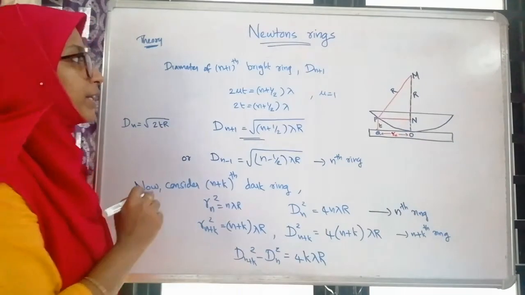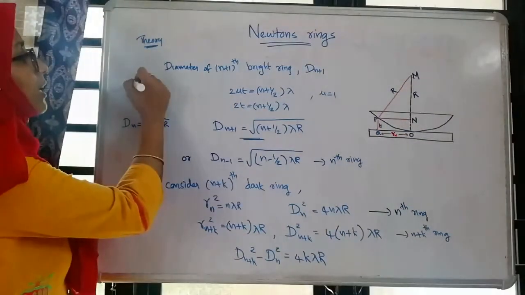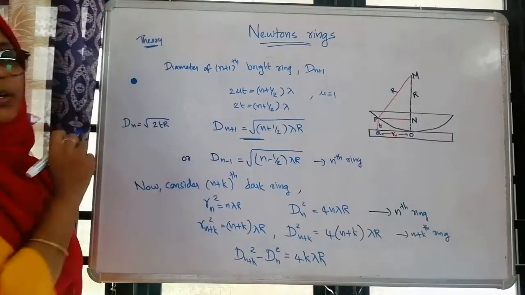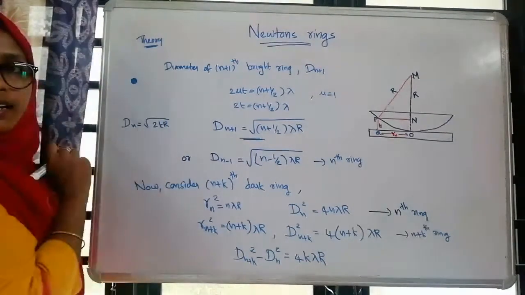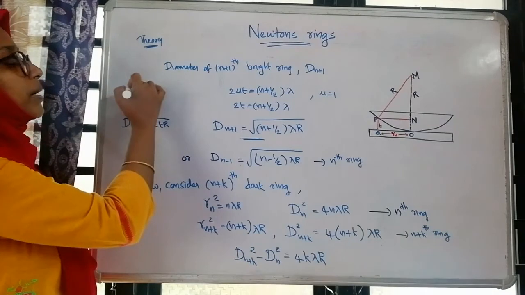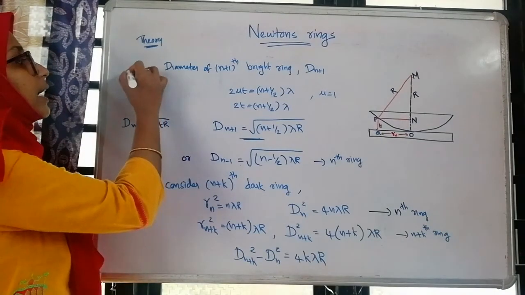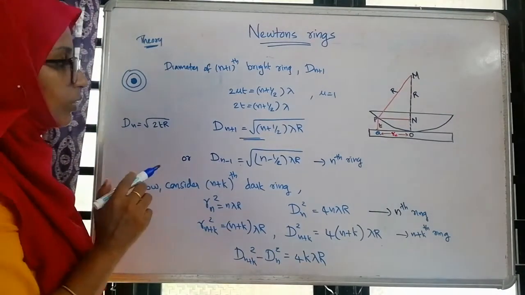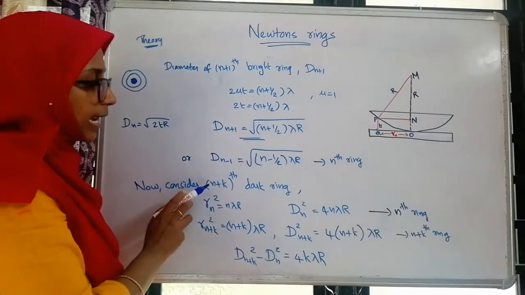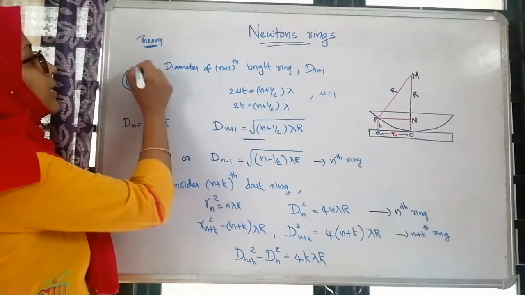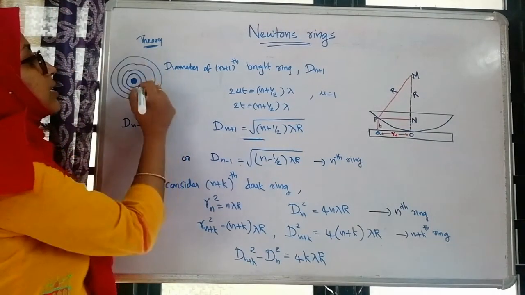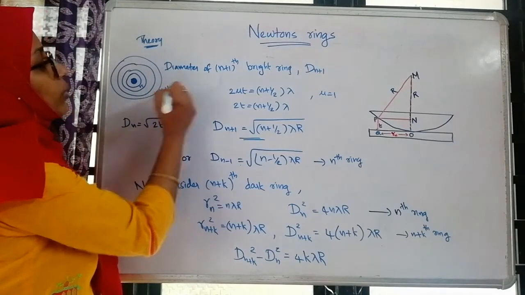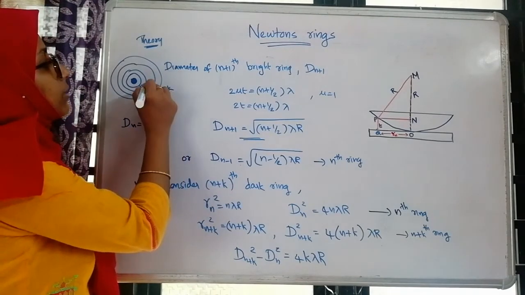Okay, and we know the center will have a dark spot as the thickness is 0 and the path difference at this minimum point will be 0. So the center will have a dark spot, and it will be surrounded by a bright ring and then a dark ring, and alternately like this. Okay, so now consider the n plus kth dark ring. That is, if the rings are going like this, this is n and this is n plus k.